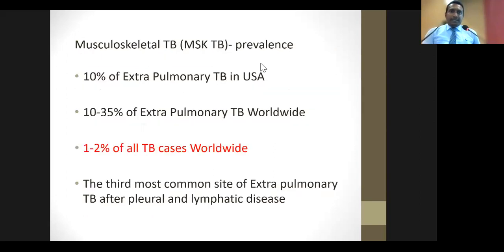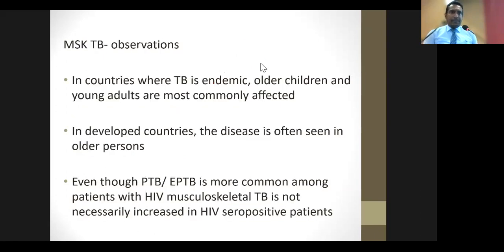The prevalence is now around 10% of extrapulmonary TB in the USA, and around 10 to 35% of extrapulmonary TB worldwide is musculoskeletal TB. If you consider all TB cases worldwide, at least 1 to 2% will have some sort of musculoskeletal involvement. It's actually the third most common site of extrapulmonary TB after pleural and lymphatic disease.